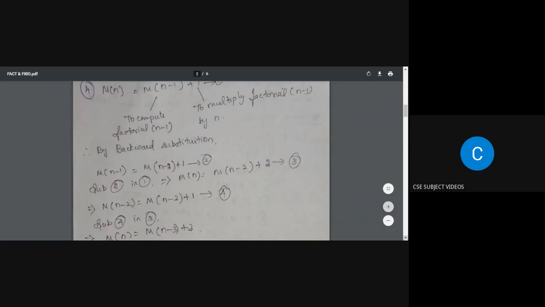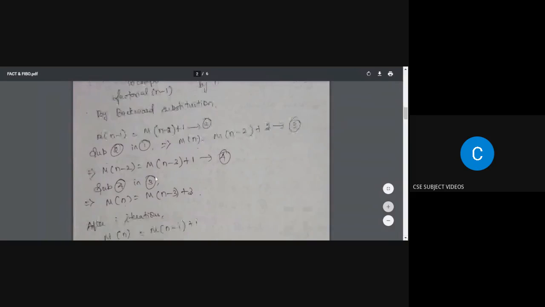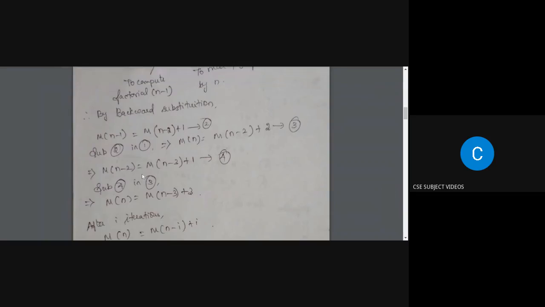Again, you have to apply backward substitution here. M of n minus 2 equals, instead of n, you're going with n minus 2. So m of n minus 2 equals m of n minus 2 minus 1, that is m of n minus 3 plus 1.